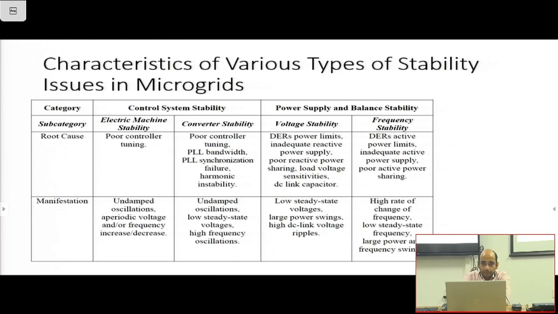Frequency stability, as we told, is mainly due to the active power balance, and if it is not done properly, it can lead to large rate of change of frequency. So when you talk about frequency, the frequency is important, but at the same time the rate of change of frequency is also important, right? So it can lead to large rate of change of frequency, or it can lead to steady state frequency deviations, power swings, frequency swings. Those things can be there. Okay. So these are some major problems.